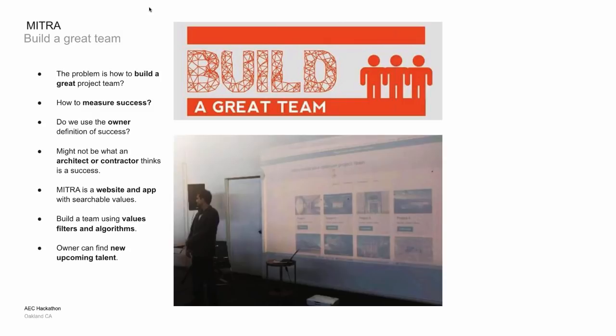So their idea was to build an app that would assist an owner in finding or building a team that would work well with the solution, or with the building he was working with. The idea would be to put in an algorithm and use filters to look up these different success types. And one idea was that this would give the owner the ability to work with new talent instead of always working with the same people.